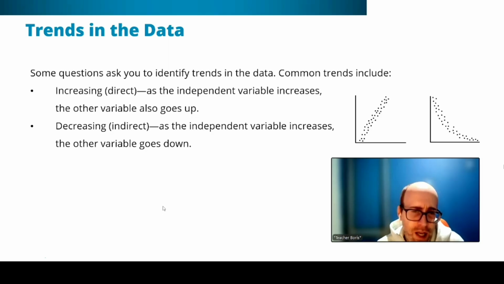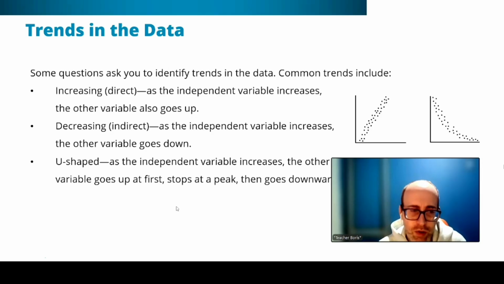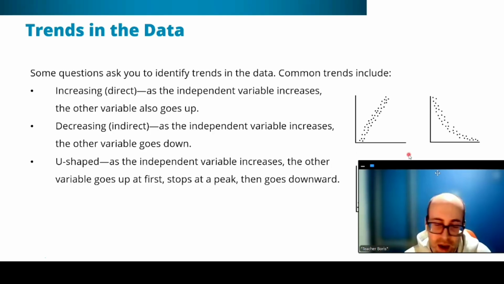Now, there is one other shape you might see on the GED, U shape. If you know your math, you might know this is a quadratic or a parabola. But you don't have to know that on the science test. You just have to know that there is a peak and then it goes back down. Or maybe it goes down and there's a minimum and then it goes back up.